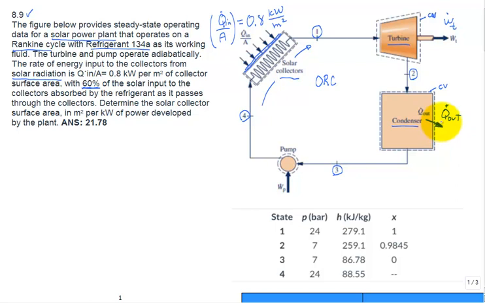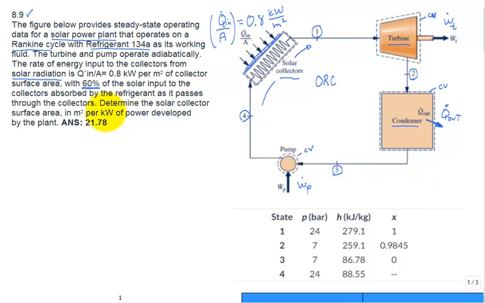So, okay. Go to the pump, the same thing. You have W dot pump positive going into the pump control volume, which is opposite of our thermo 1 sign convention. All right. Well, let's go ahead and finish reading the problem.